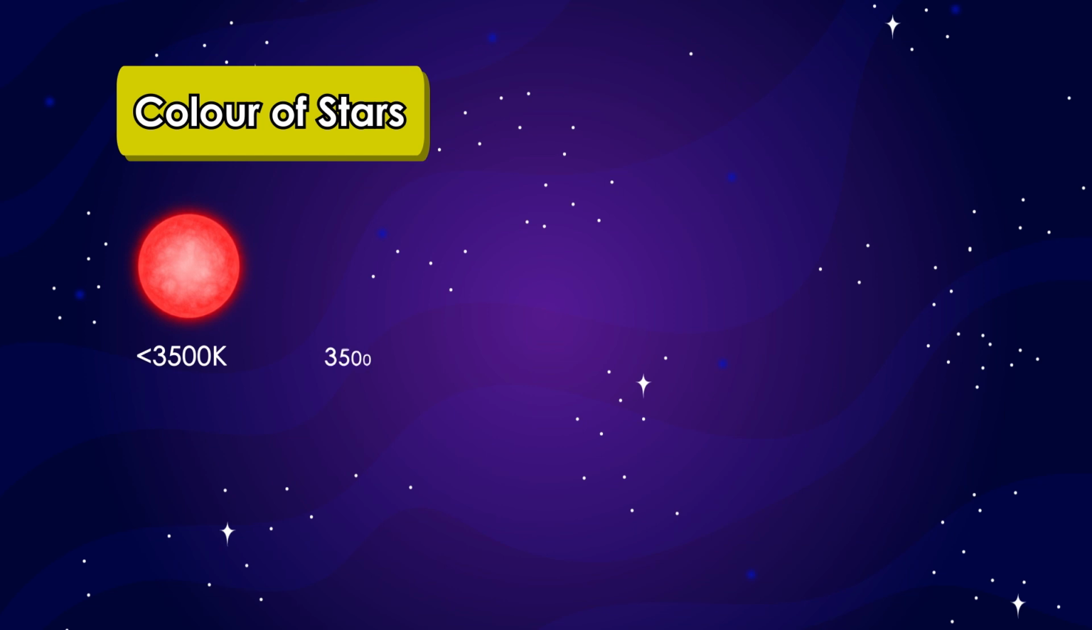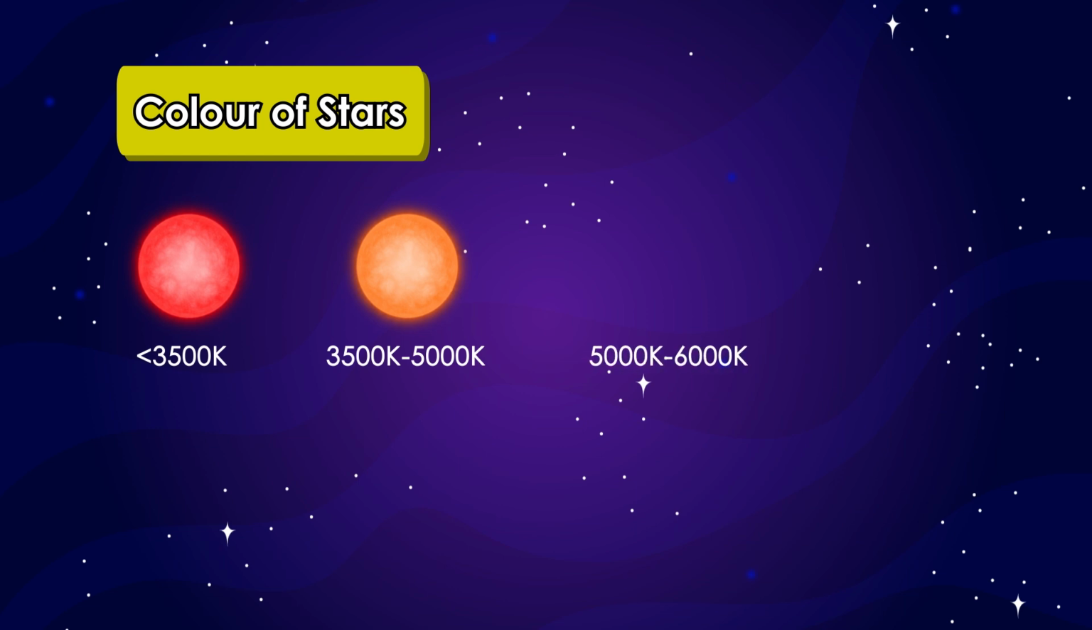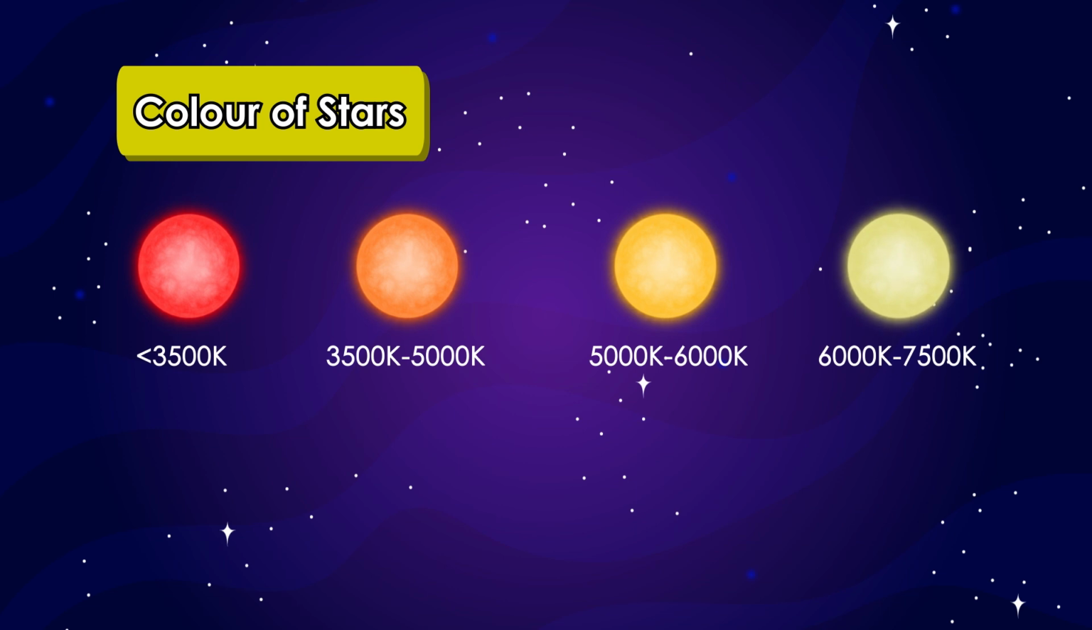For a temperature which ranges from 3500 Kelvin to 5000 Kelvin, the stars are orange in color. While a star with a temperature of 5000 Kelvin to 6000 Kelvin is yellow in color. And stars with a temperature range of 6000 to 7500 Kelvin appear yellowish white in color.